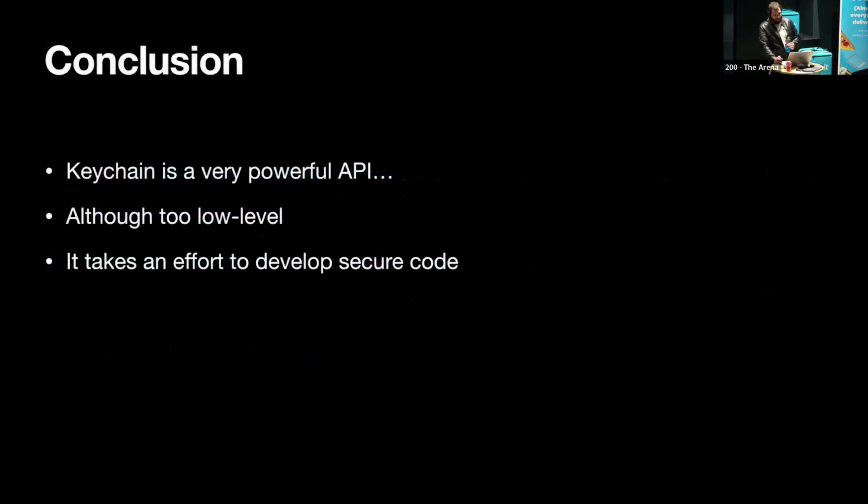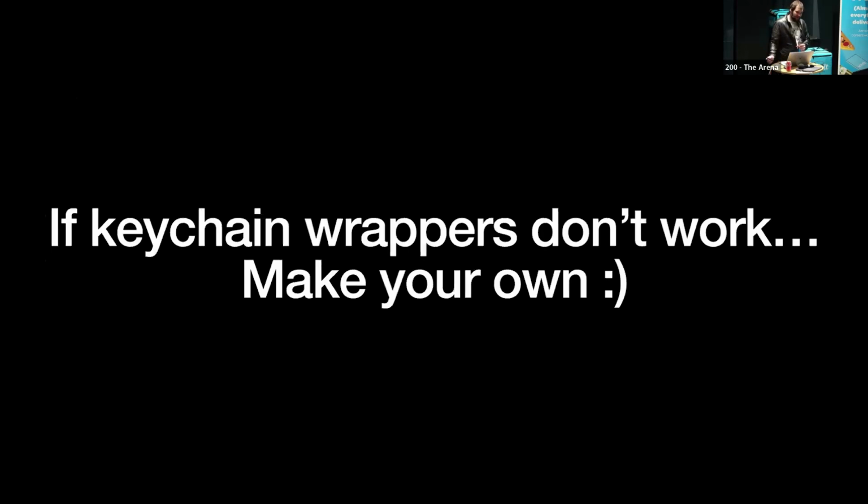So the conclusion is that the Keychain is a very powerful API, and you can tailor it the way you want for your application. It is quite low level, so you need to know what you're doing, and it takes an effort to develop secure code. Normally, as you've seen, there are quite many pitfalls that you can face if you don't know them, that might lead to data integrity compromise or some other issues, maybe functional issues. And if keychain wrappers don't work for you, you make your own.